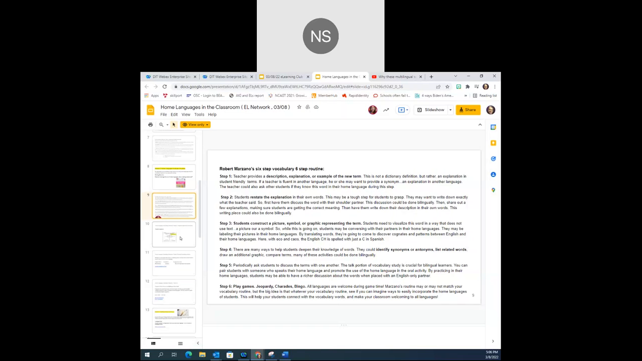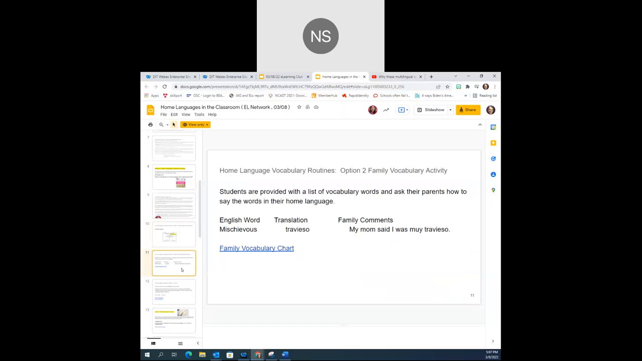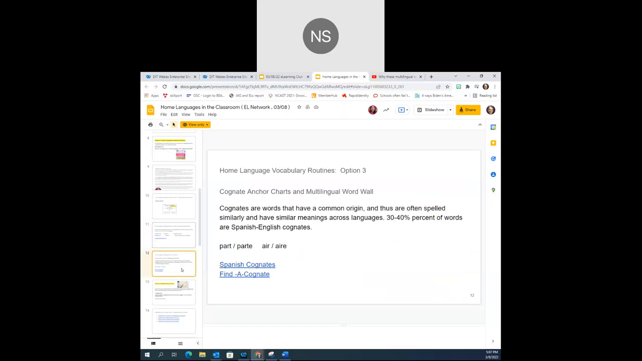What I have done is I've just simplified the language. I've taken a lot, of course, from the module I've done, but I've simplified the language and made it a little friendlier for us to comprehend better.